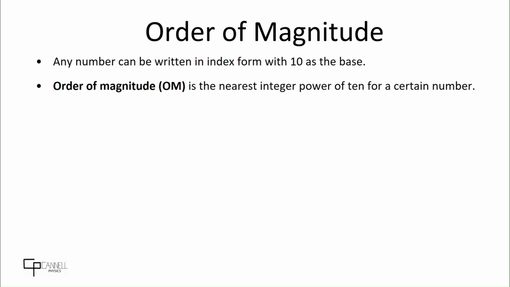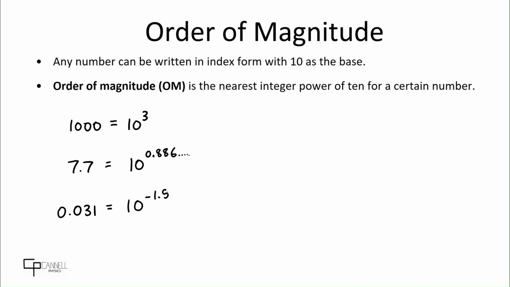Before we can understand order of magnitude, we need to know that any number can be written in index form with 10 as the base. So for example, 1000 can be written as 10 to the power of 3. 7.7 can be written as 10 to the power of 0.886, and that is an irrational number or an irrational power. And 0.031 can be written as 10 to the power of negative 1.50, and also an irrational number.